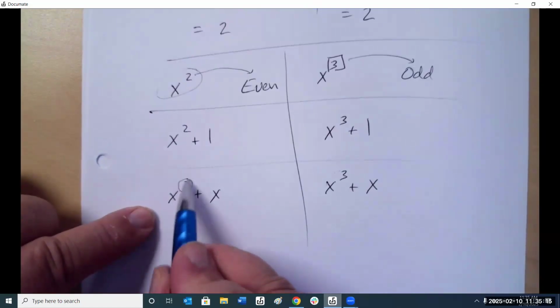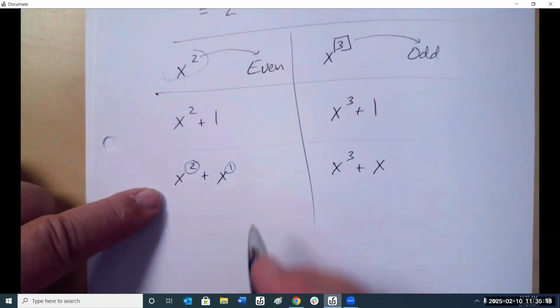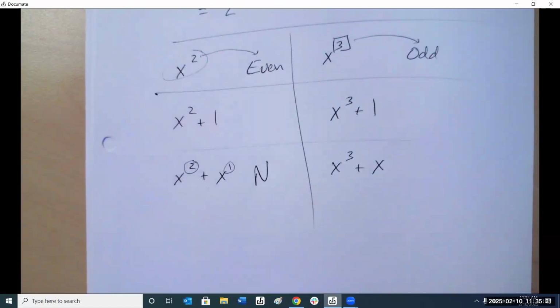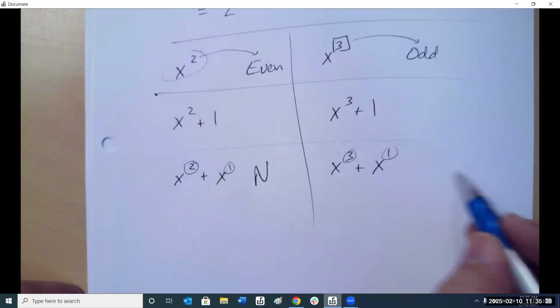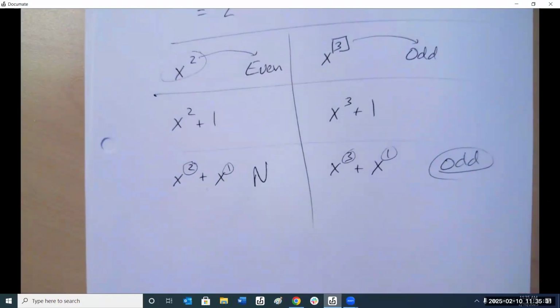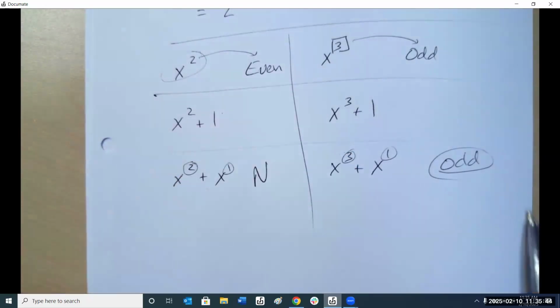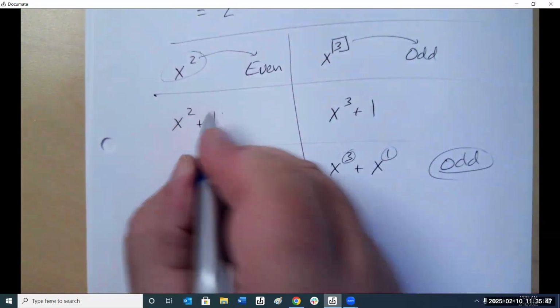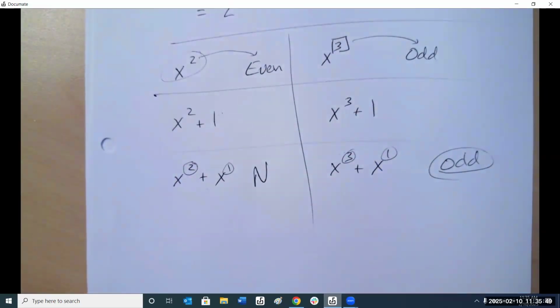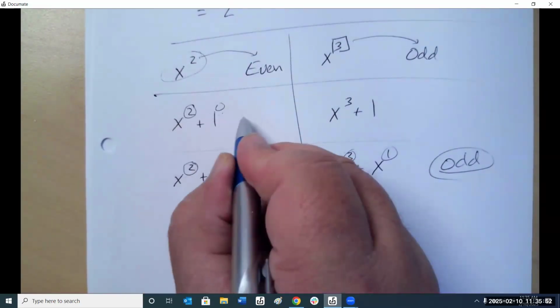So here's an even and an odd. Is that going to work? No, that's a neither. You can't mix them. Like Garanimals, you can't mix them. This one's odd, this one's odd, so the function is odd. How about a constant? That's x to the 0, which is an even exponent. So a constant is the same as an even exponent. So this is even, so this is even.